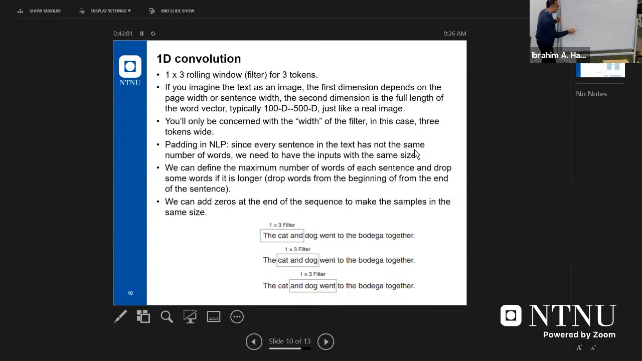Because if we use it like this, one row, 1 times 3, it will damage my text, in fact, because this one represents one word, and I need to scan it like it was mentioned here. So I need to convolve over each word like this one. If I use this as a filter, it will damage my sentence, right? My meaning.